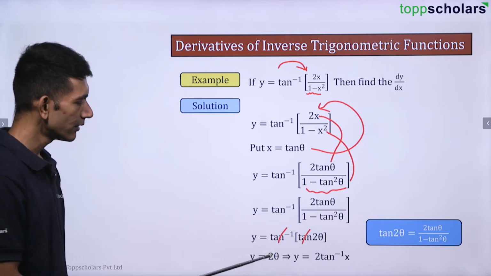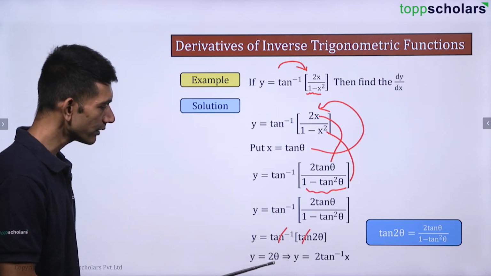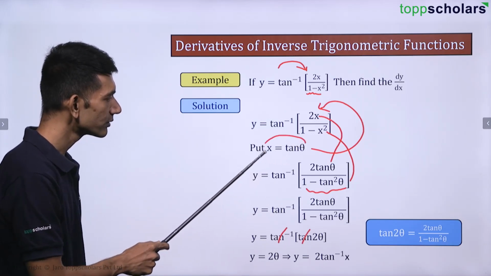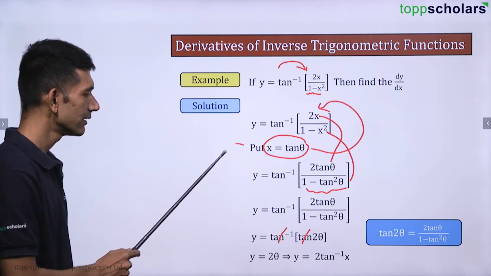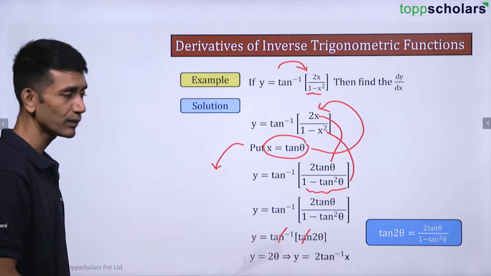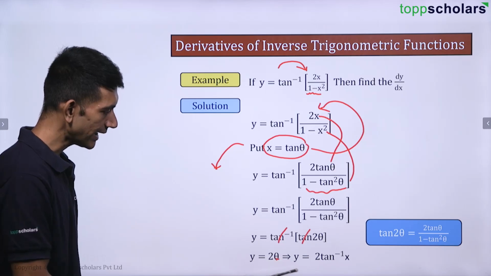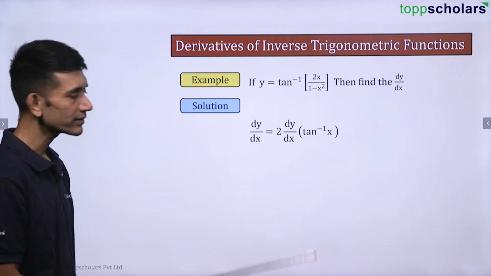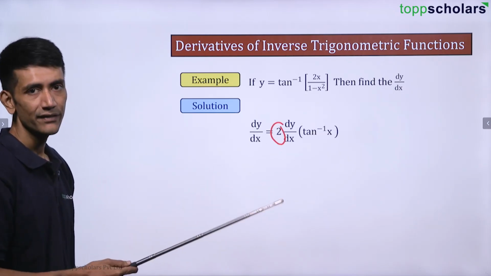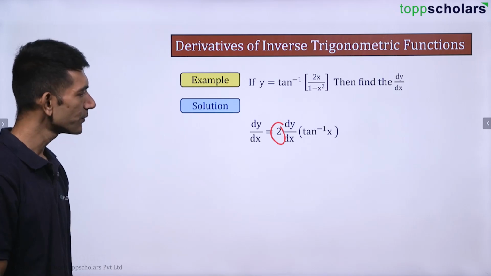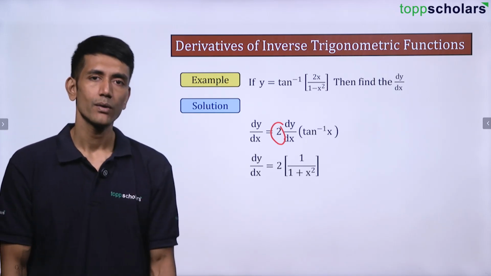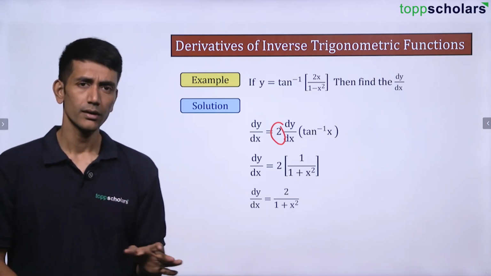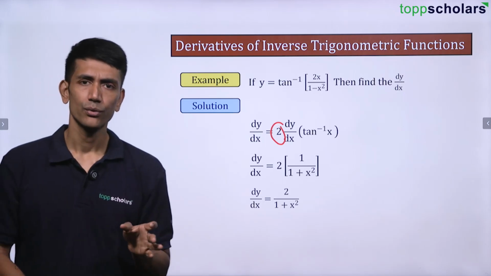Now understand. If you see over here, can I say theta is nothing but tan inverse x? Observe this. If x is tan theta, can I say theta is tan inverse x? So instead of theta, I have tan inverse x. That's it. Just find out the derivative now. y is equal to 2 tan inverse x. Keep 2 outside. The derivative of tan inverse x is 1 by 1 plus x square. So that becomes 2 multiplied by 1 by 1 plus x square, that is 2 by 1 plus x square. Clear? I hope this part is clear to all of you.